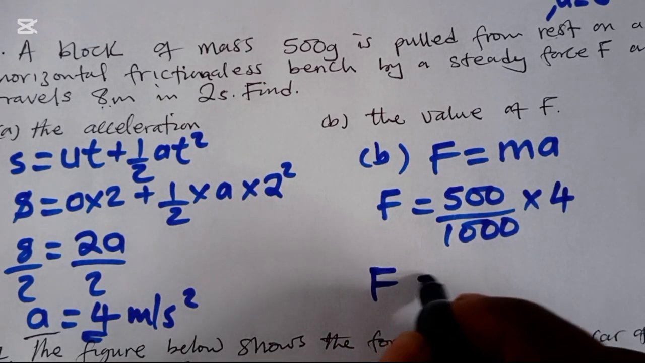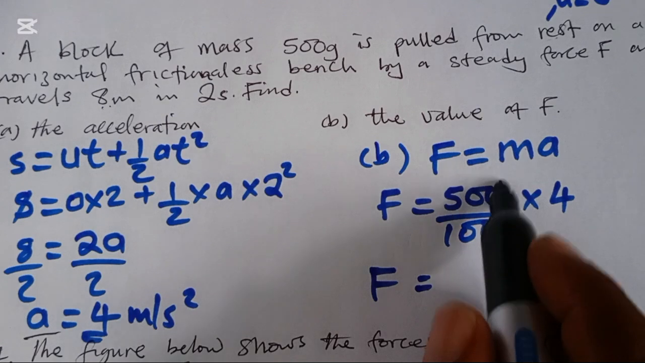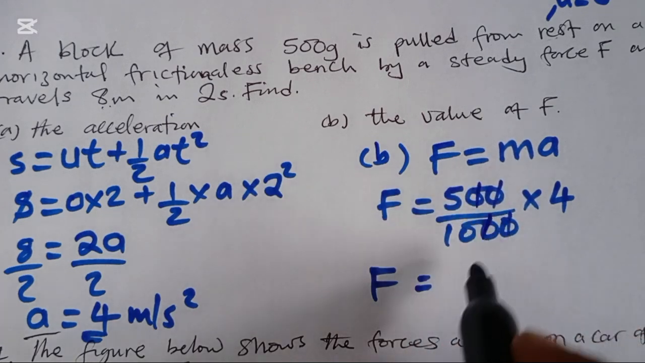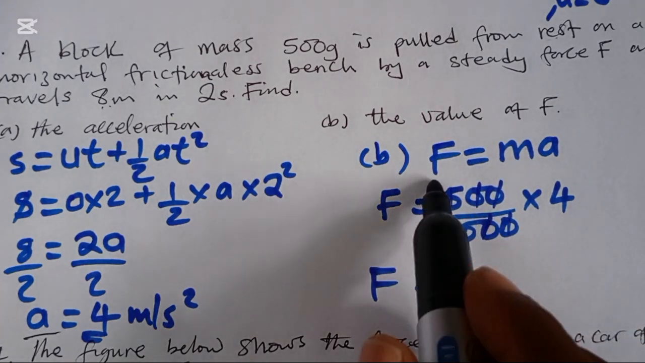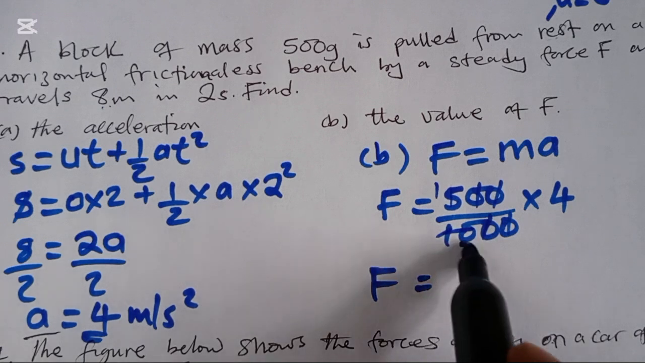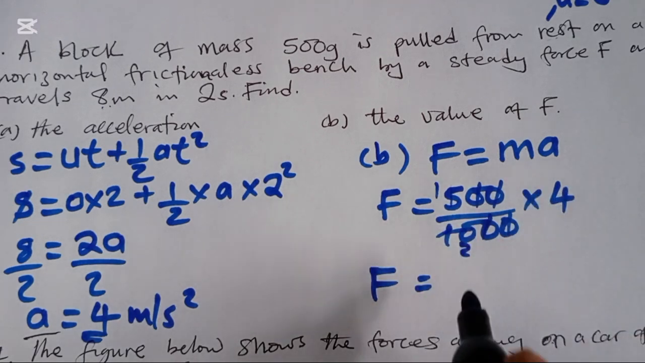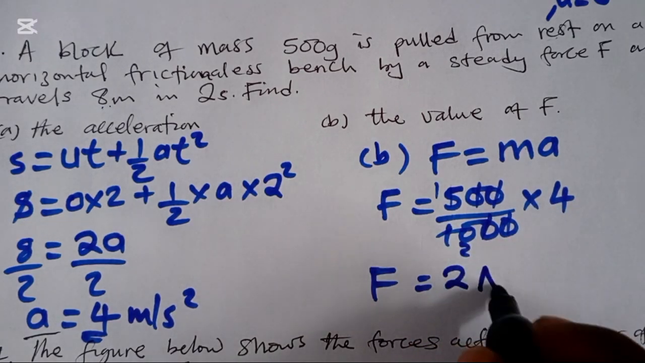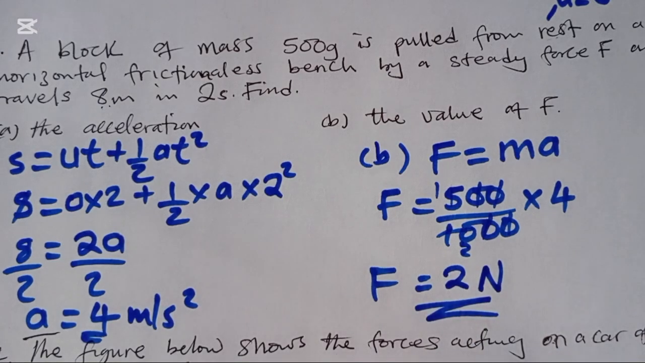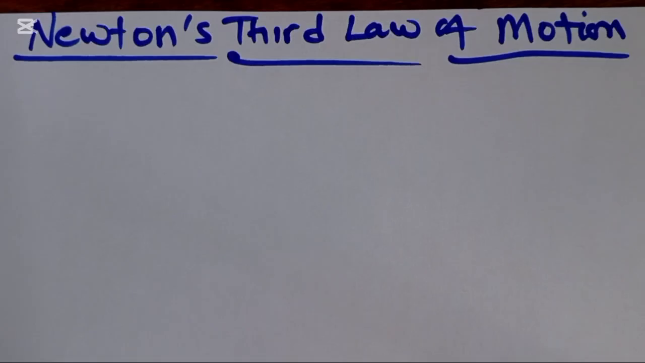So force is equal to, this 0 goes, this 0 goes. So 5 there, it is 1, 5 there in 10 is 2. So 2 into 4, that is 2. So we have 2 newtons. That is our answer. Newton's third law of motion.